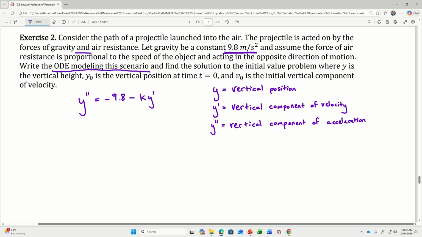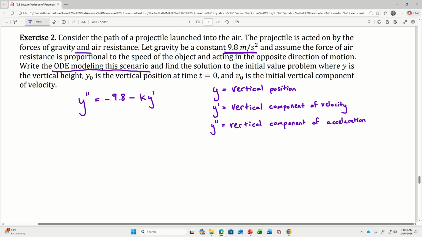And I don't know the mass of this object, and I also don't know what constant it should be proportional to for the air resistance part. So I think the k is just going to take care of both of those things for us, the mass and the viscosity and the density of the air.